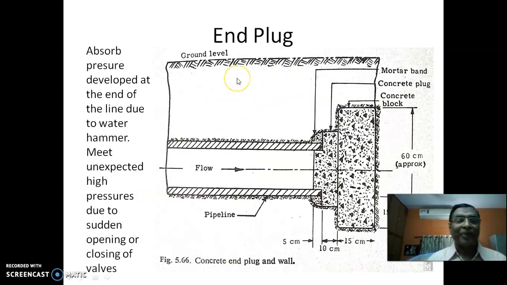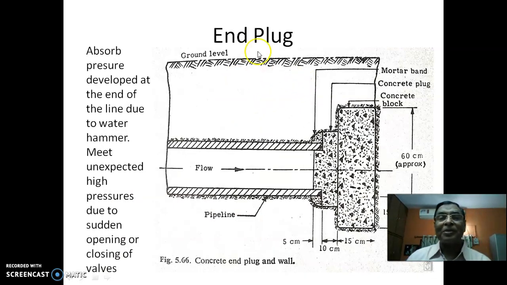Then the end plug. At the end of the pipeline you must provide this end plug. There is a concrete block, a concrete plug, then the mortar band. At the end of this underground irrigation pipe you should provide it. The dimensions are here, all these things. Basically they absorb pressure developed at the end of the line due to water hammer.